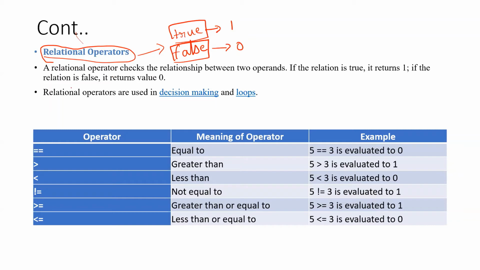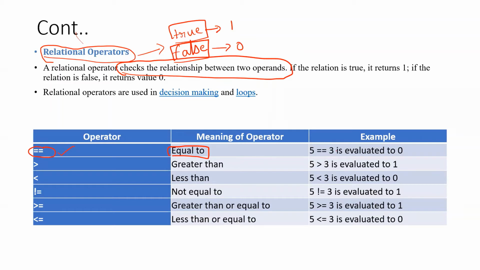So why we are using these relational operators: to check the relationship between two operands. If both have a relationship which is satisfied, then it returns true. Otherwise, it returns false. Like we discussed regarding double equal to: is it equal to? Means both are, is it the same? If you want to check whether both are the same, then we can go with the double equal to operator.